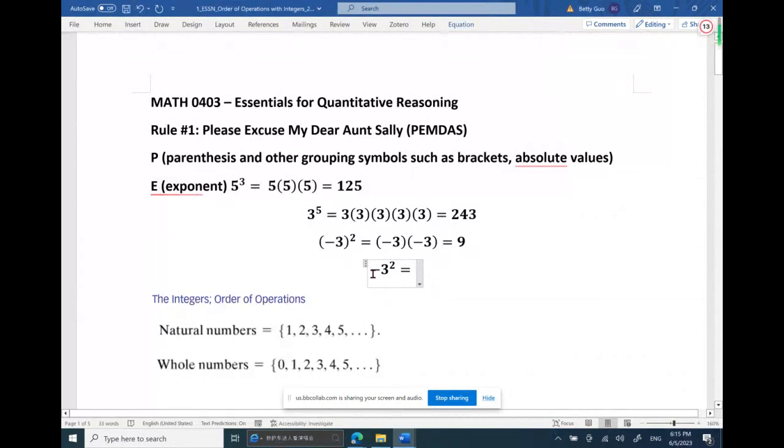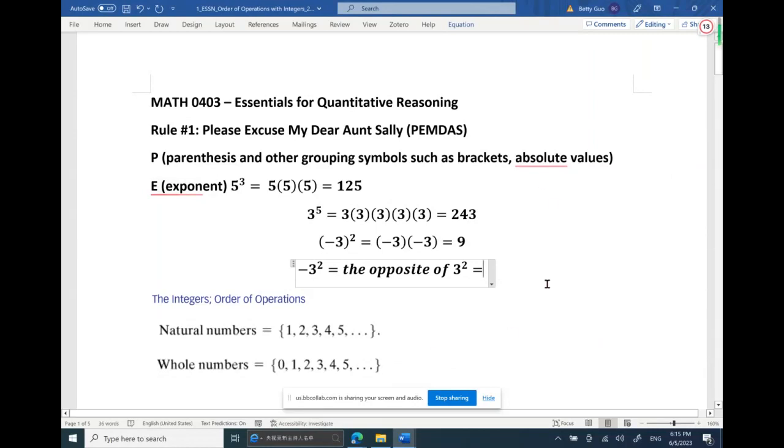How do we understand the negative sign? The negative sign is not part of the base. That's the difference the parentheses make. In this expression, we can understand the negative sign as the opposite. The opposite of what? 3 to the power of 2, the second power. See that?